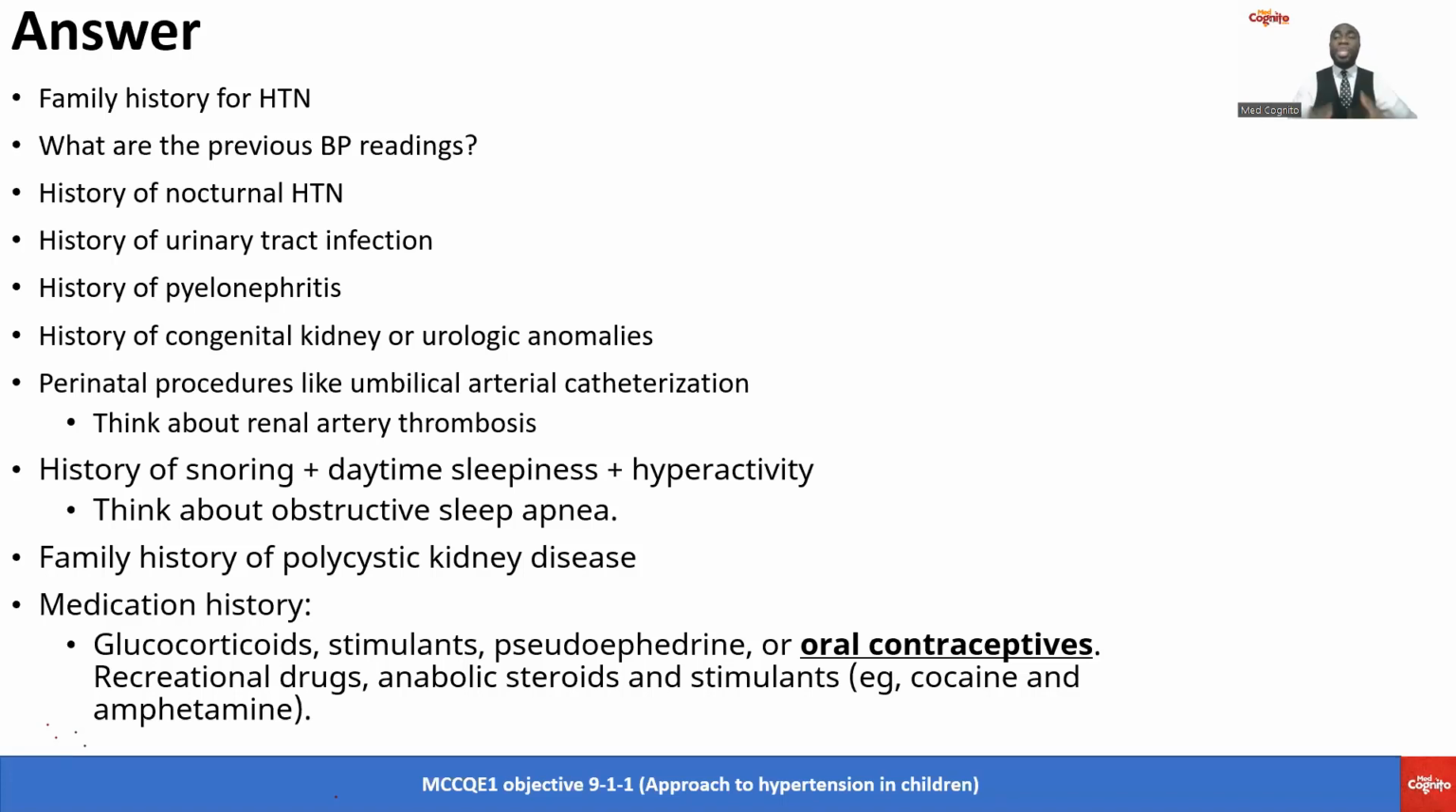So doctors, you must be able to recite the historical things you want to ask in any child who presents with hypertension. Family history of hypertension, previous blood pressure readings, history of nocturnal hypertension, history of urinary tract infections, pyelonephritis, history of congenital kidney disease or urologic abnormalities, perinatal procedures like umbilical artery catheterization, snoring, daytime somnolence, family history of polycystic kidney disease, and medication history. We've listed all the medications you should also learn. If it's an adolescent female, don't forget oral contraceptive pills.